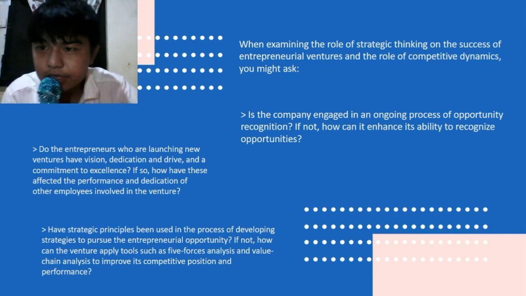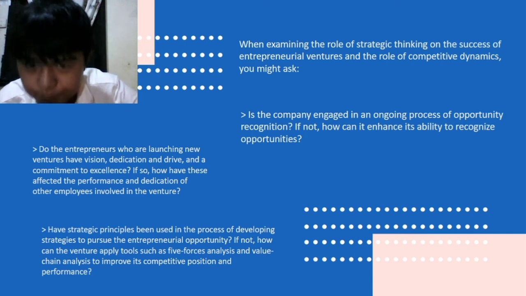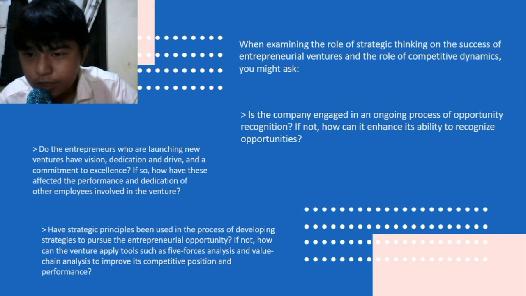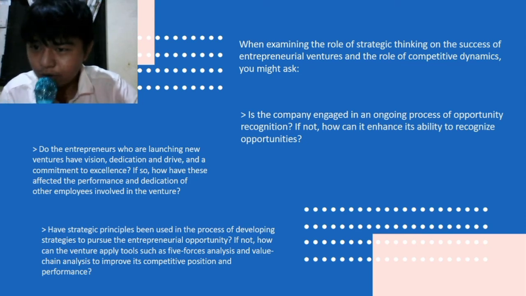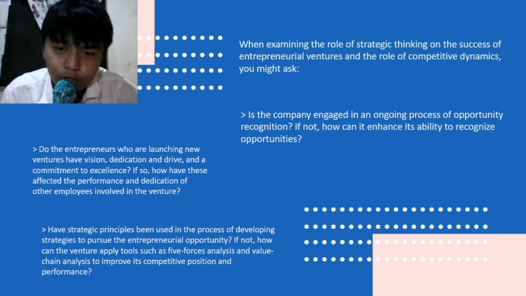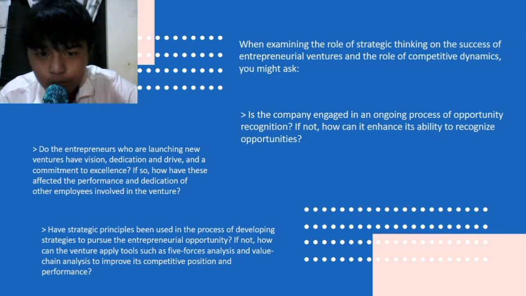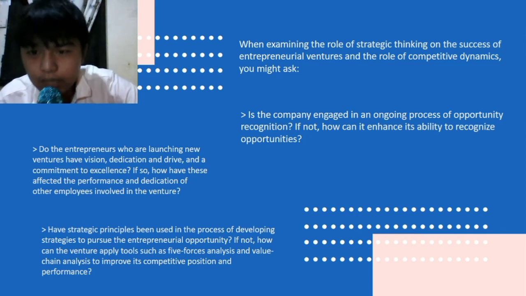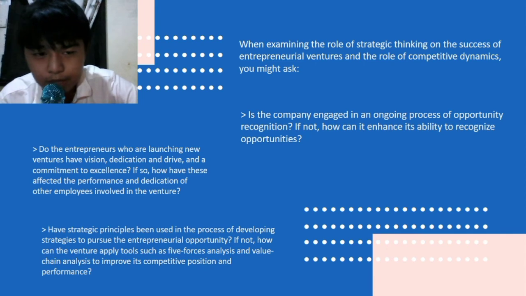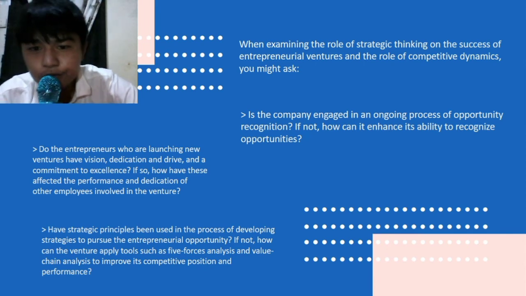When examining the role of strategic thinking on the success of entrepreneurial ventures and the role of competitive dynamics, you might ask, first, is the company engaged in an ongoing process of opportunity recognition? So, are there what's called missed opportunities or low-hanging fruits that can be further pursued to easily accomplish small success? If not, how can such ability to recognize opportunities be developed? It can be done with multiple processes, maybe looking at the competition and how they recognize the opportunities and adapting it into your own.